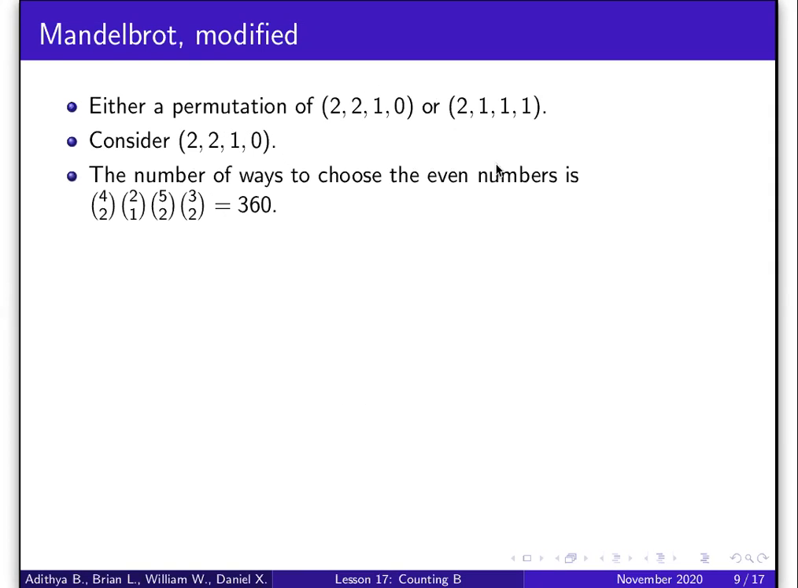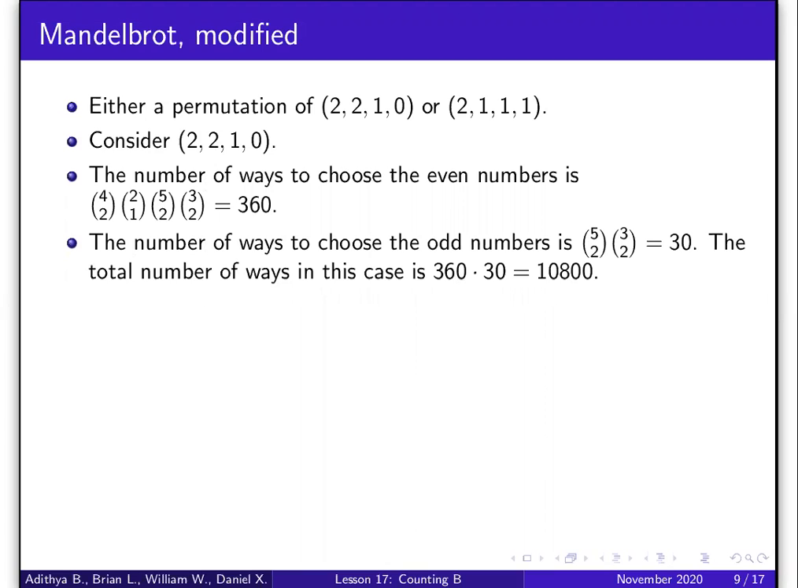So the number of ways to choose the even numbers is this, because first, we have to choose the two sets that are going to get two even numbers. So that's 4 choose 2. Then we choose the one set that has one even number, and that's 2 choose 1. And then we have 5 even numbers, and we can choose which ones go in this first set in 5 choose 2 ways, and which ones go in the second set in 3 choose 2 ways. And then the last one is determined. So then we get 360 ways to choose the even numbers.